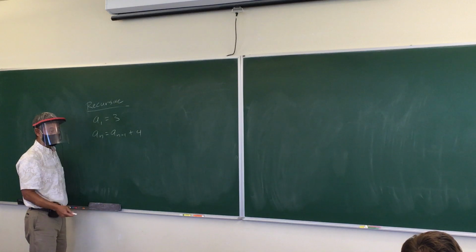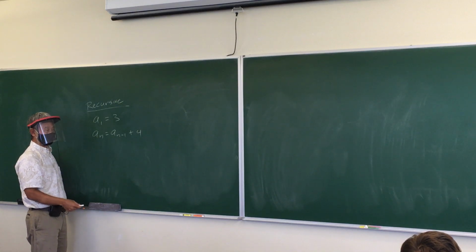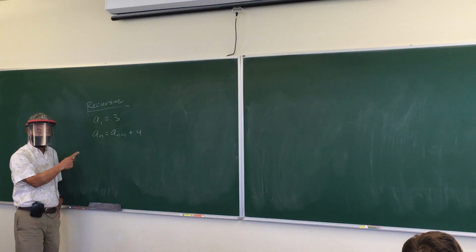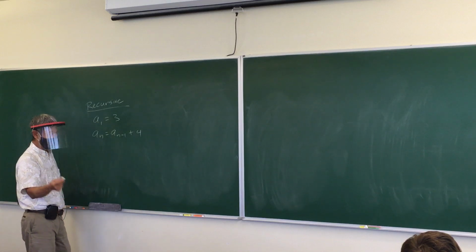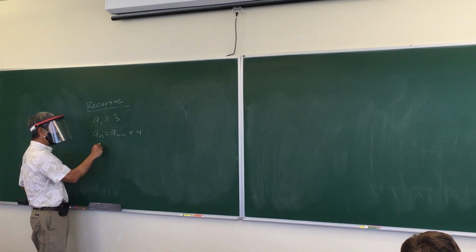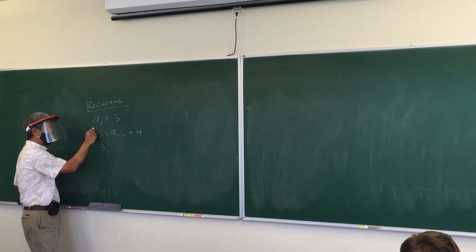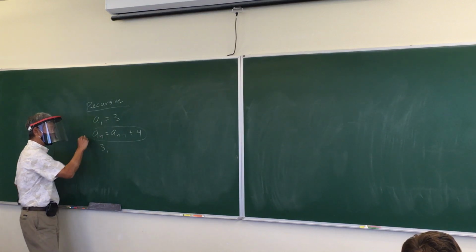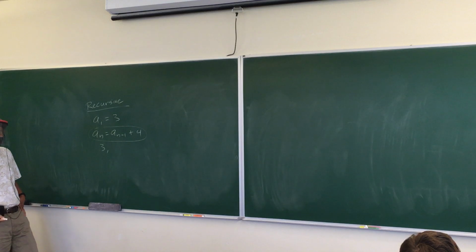Well, what is the first term? Yeah, 3. A1 is the first term, right? A sub 2 is the second, A sub 3 is the third, and so forth. So A1 is 3, so that's the first term. Now, this is called the recursion formula. You have to learn how to read this.